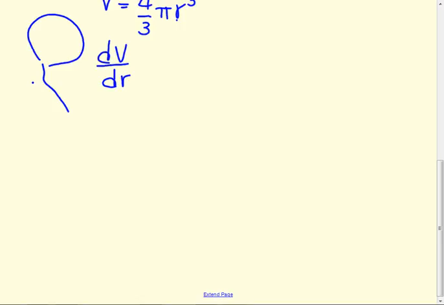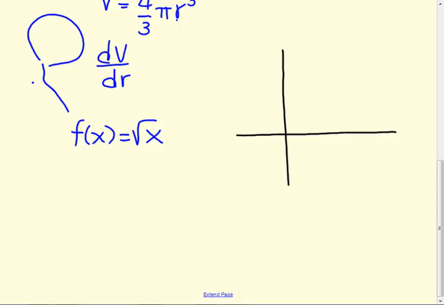Okay, so let's do f of x is equal to the square root of x. Let's draw the picture first. And all we're doing is finding the slope of the tangent line. Now, you should know square root looks like that. It does get infinitely large. Not very fast. Logs are even worse. They go even slower.